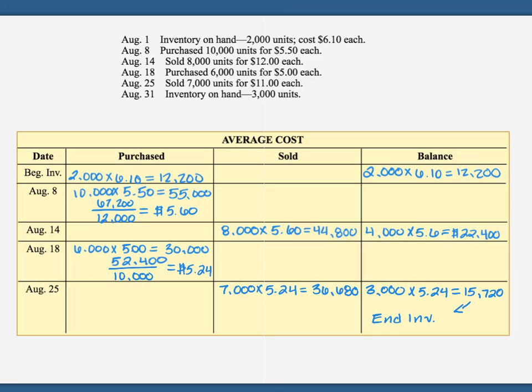For cost of goods sold, we're going to add the 44,800 up here plus the 36,680. That gives us a total cost of goods sold amount. And it's 81,480. So that is what we will report using the average cost method as our cost of goods sold on the income statement, and this is our inventory dollar amount that we will report on our balance sheet at the end of August.